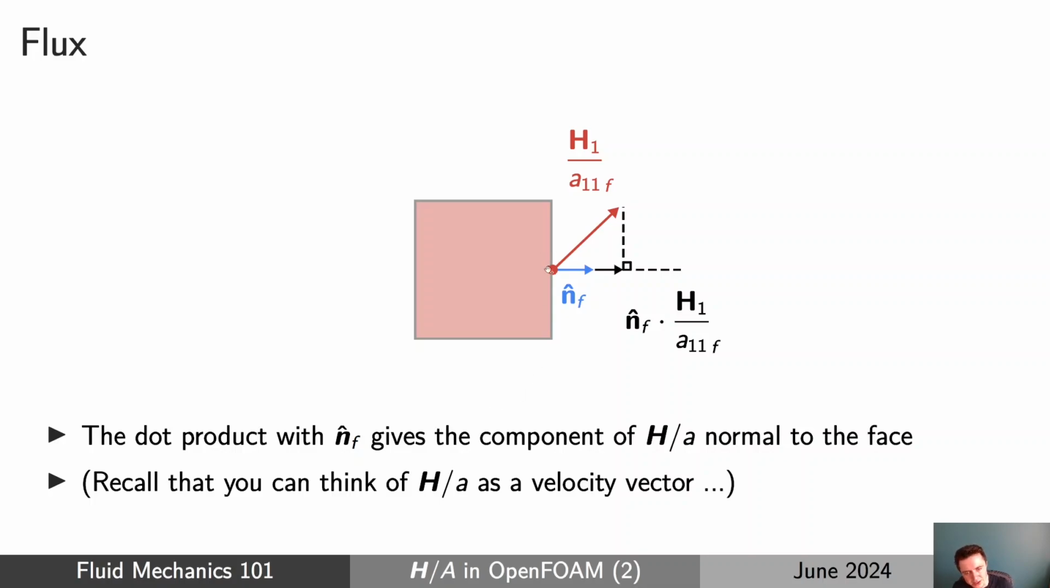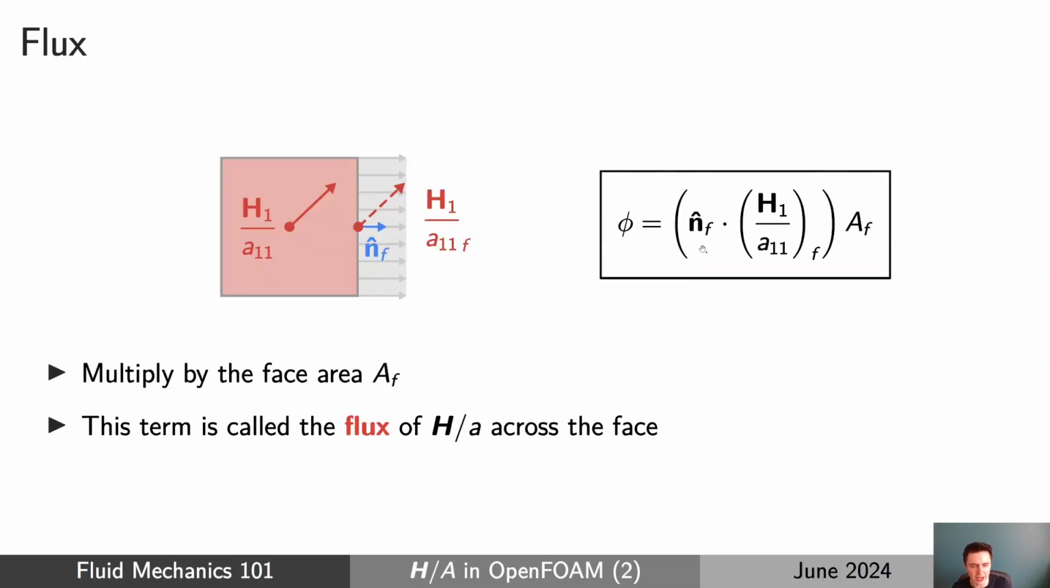And so in the same way that we'd calculate the component of the velocity vector normal to the face, we're calculating the component of HbyA normal to the face. And when we do that, we've calculated the dot product of the unit normal vector with HbyA. We've now got the component normal to the face. If we then multiply by the face area, that's giving us the total flux of HbyA across the surface. You can see that there with the grey arrows that I've included on the image.